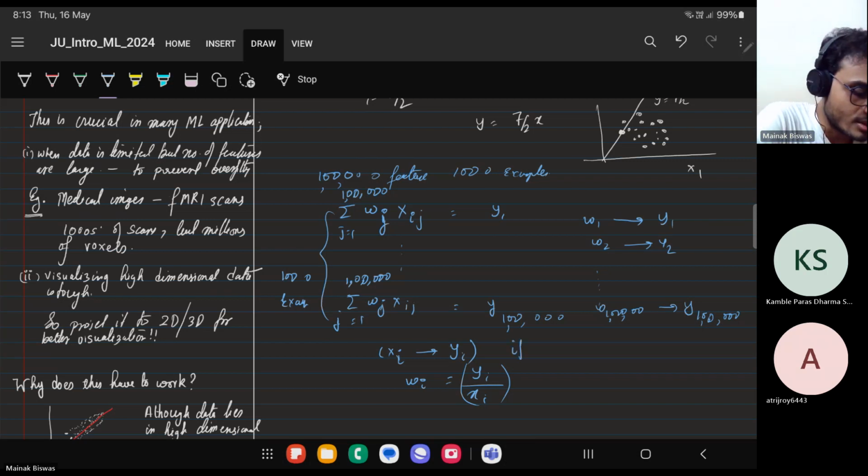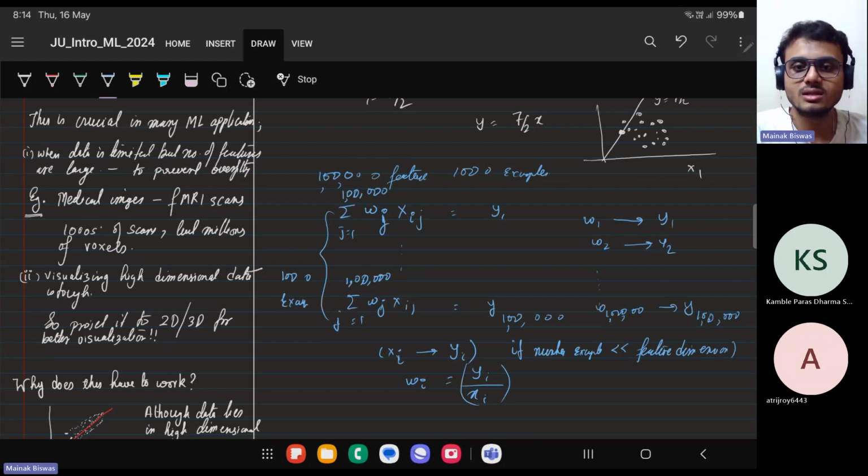If the number of examples is less than the training data feature size, the feature dimension. Is the motivation clear? Is it clear how I did this? And all Wj, j not equal to i, are equal to 0, right? Agreed?